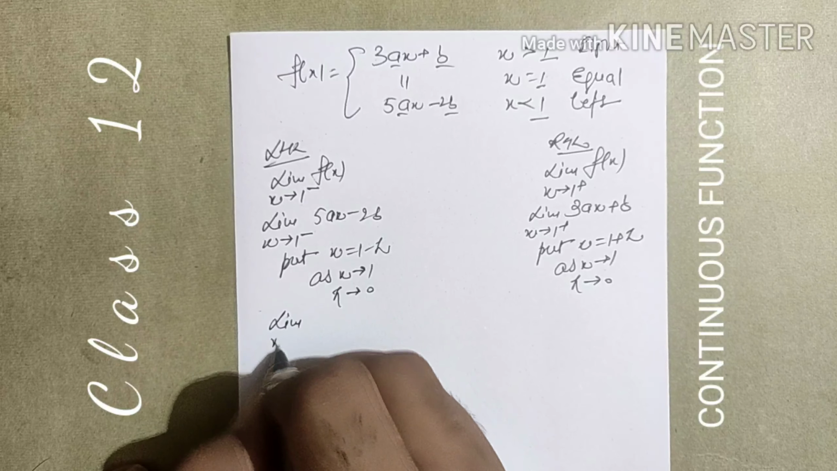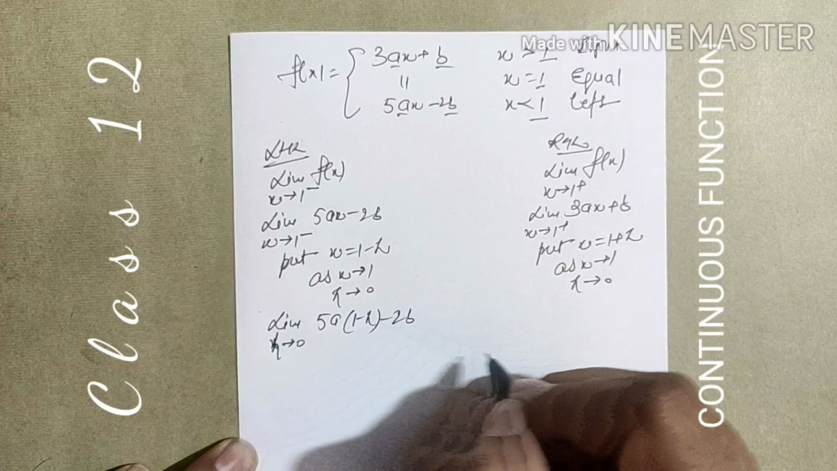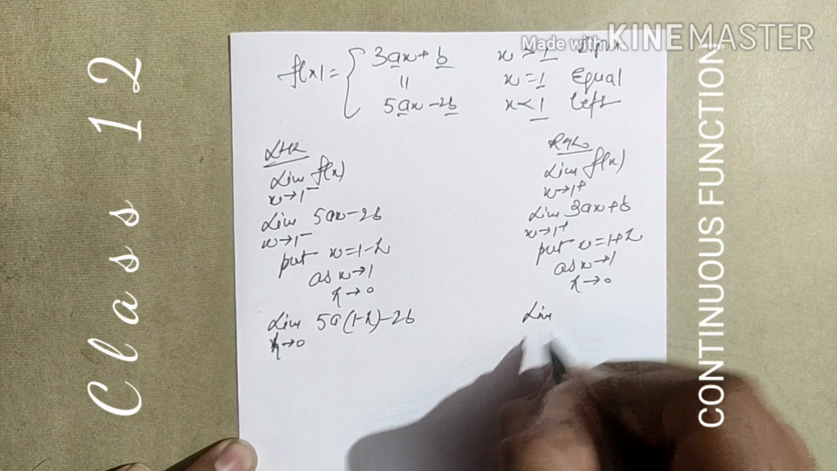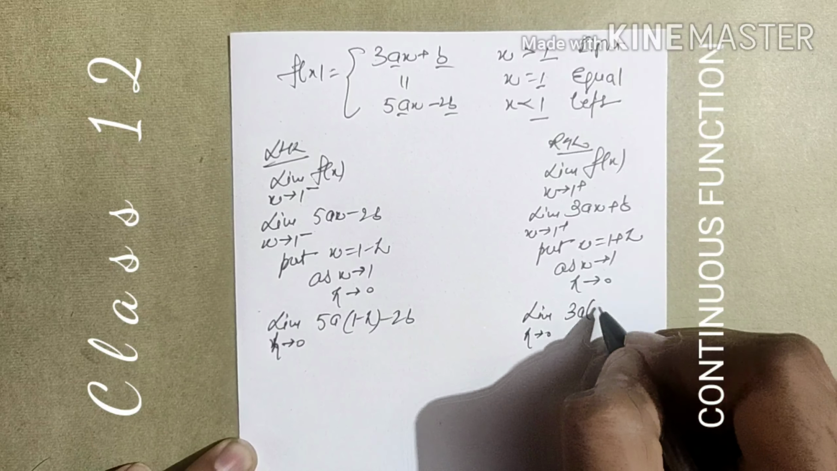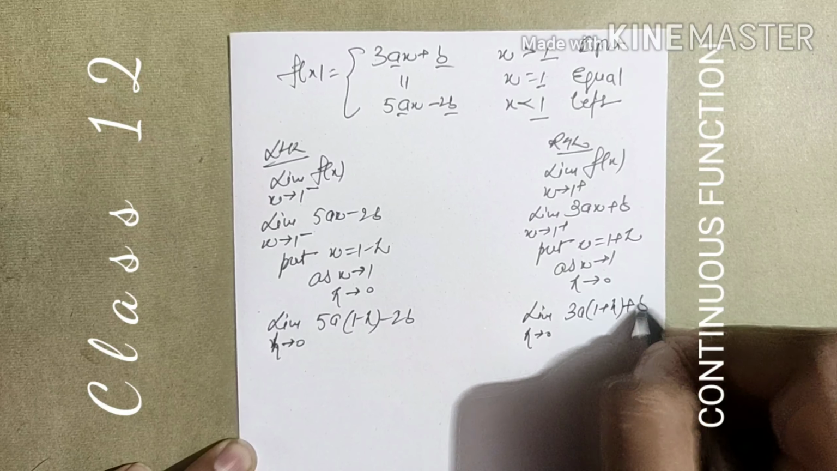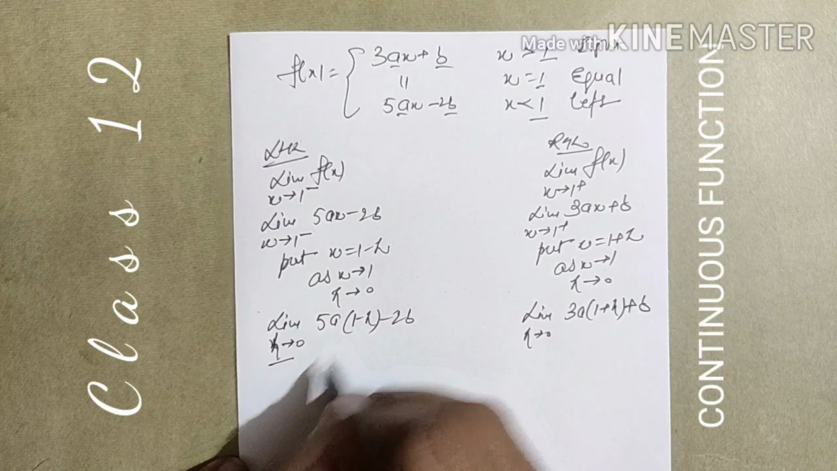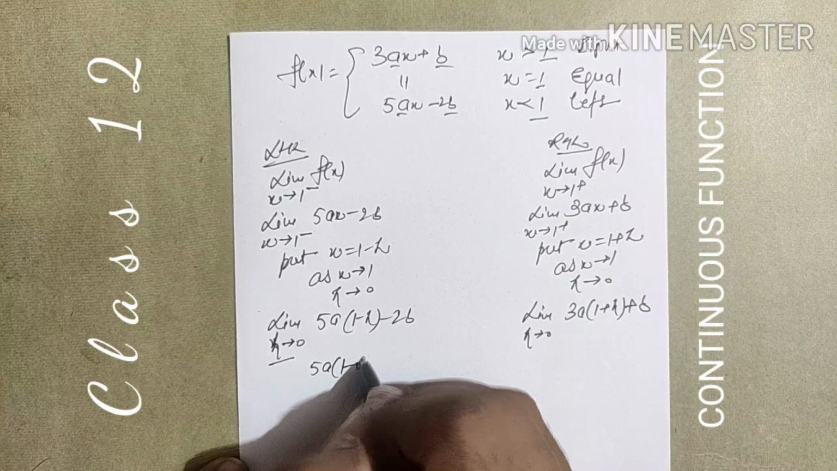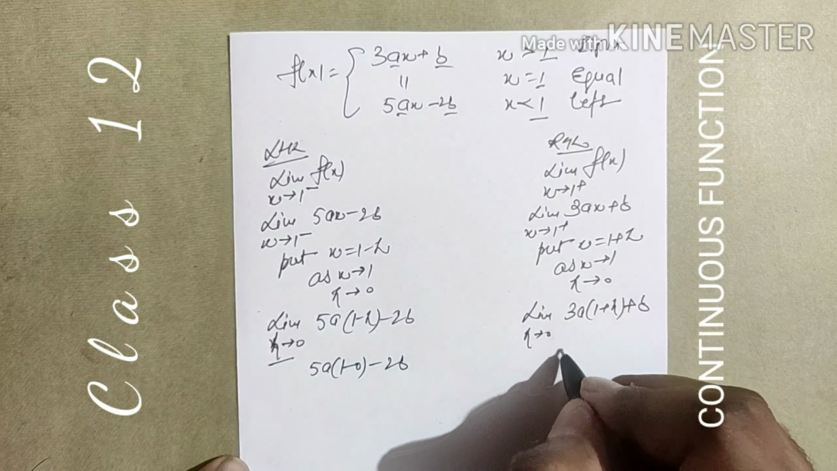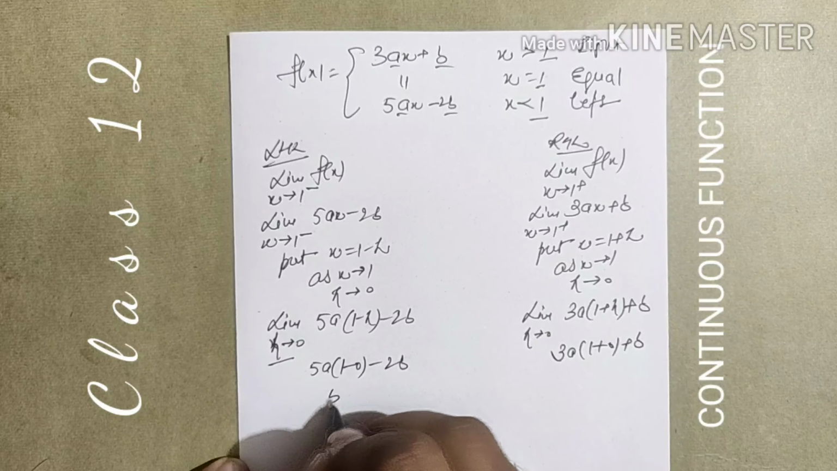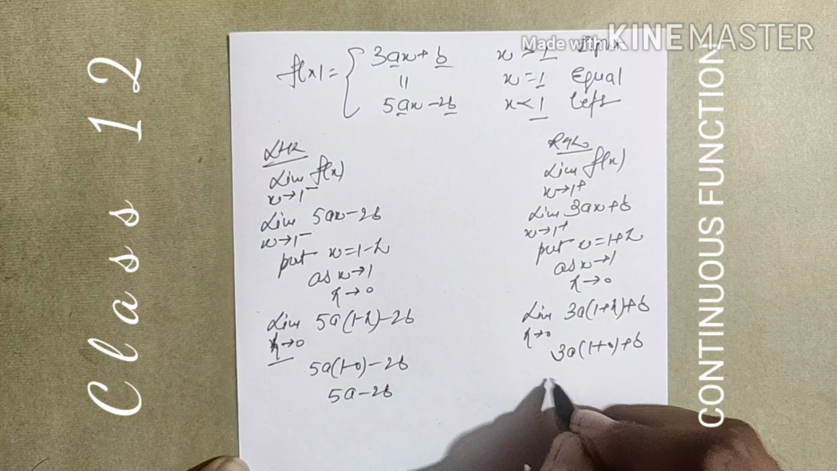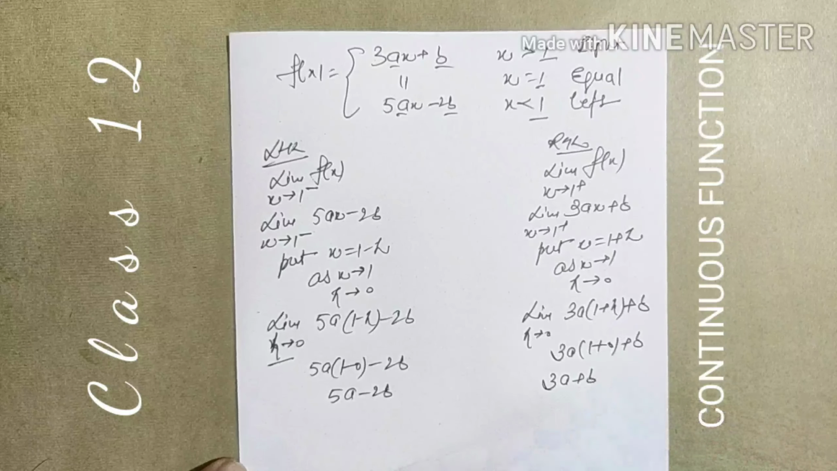5a, where the value of x is 1 minus h, minus 2b. Here the limit as h tends to 0. 3a, where the value of x is 1 plus h, plus b. When we put h equal to 0 here, we get this one. And here we get this one. From here we get 5a minus 2b. From here we get 3a plus b.